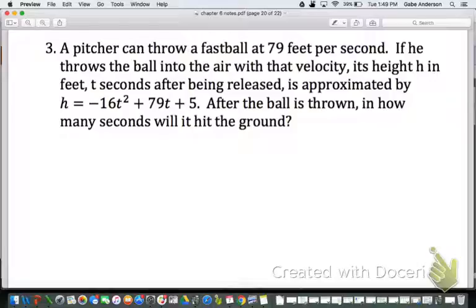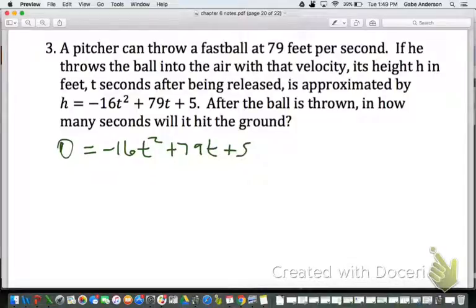What is true about the ball when it hits the ground? 0 height. That's the key to all of this. So if the ball is hitting the ground or on the ground, its height is 0. So I can take this equation, h equals negative 16t squared, and I can start off by saying, well, if the ball's on the ground, height is 0. Let's try that again. 0 equals negative 16t squared plus 79t plus 5.